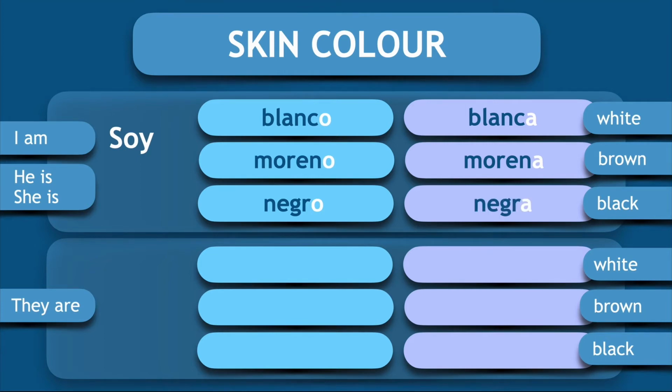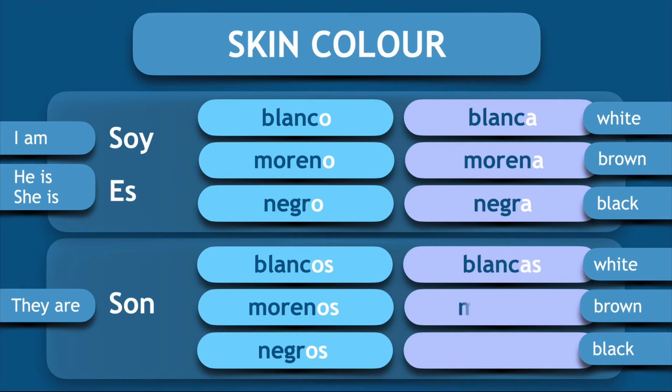For él or usted, you would say, es blanco, es moreno, es negro. For ella or usted, you would say, es blanca, es morena, es negra. For ellos o ustedes, you would say, son blancos, son morenos, son negros. For ellas o ustedes, you would say, son blancas, son morenas, son negras.